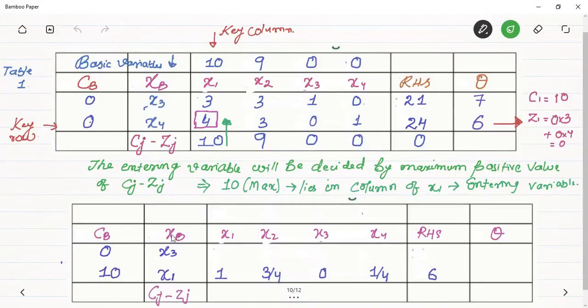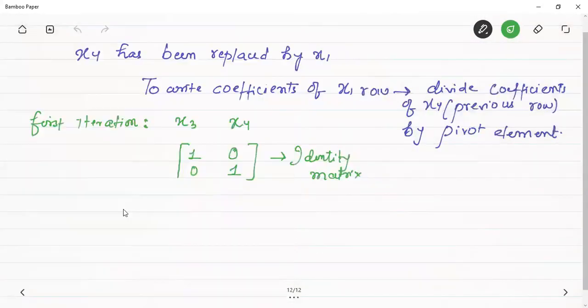Now the basic variables have changed, the basic variables are x3 and x1, and I have written the basic variables in the order of x3 and x1. Therefore, we have to make sure that we get an identity matrix in what? In the order of x3 and x1. I will write here second iteration.